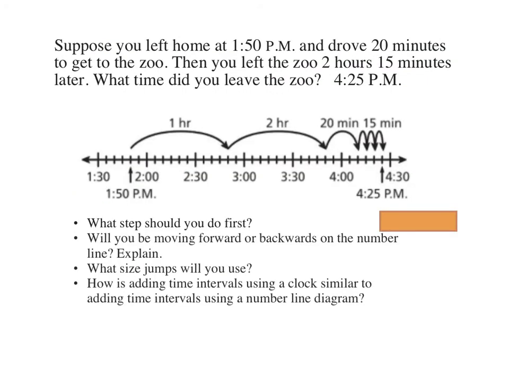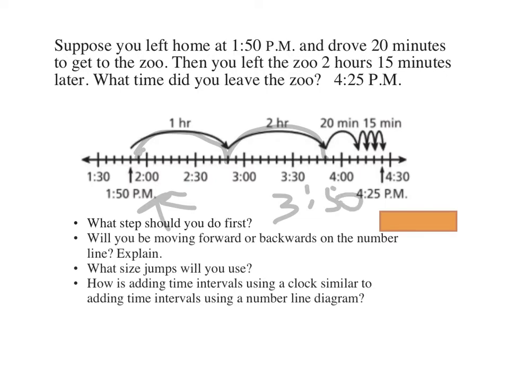Now, this one is doing the same problem with the number line. This is a little more my style because I like to bump or jump those hours first. So if you look, start is still at 1:50. So if you make those two jumps, it'd be 2:50, 3:50.